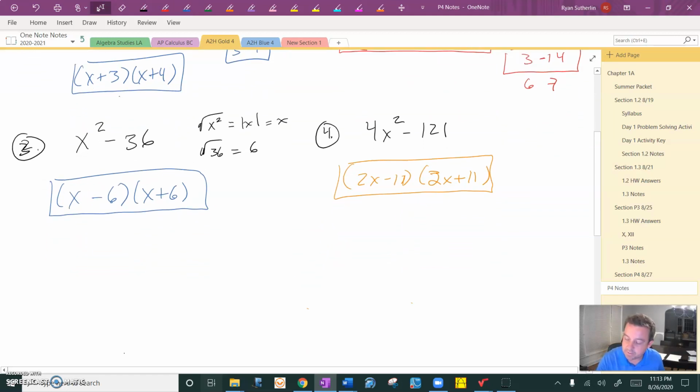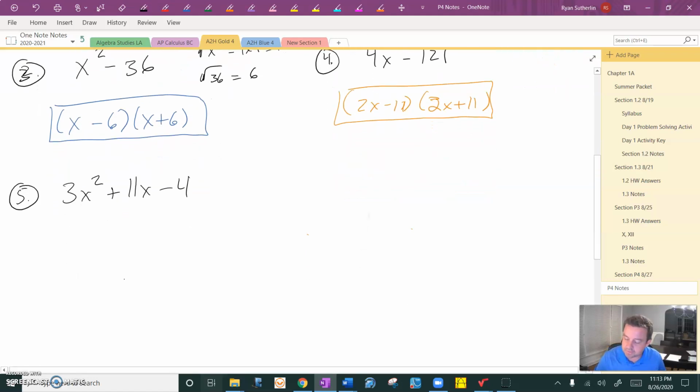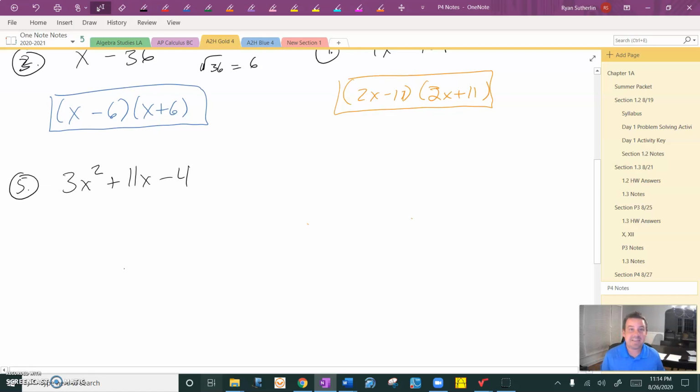Now let's look at where it gets a little challenging, not necessarily difficult: when the A value is not equal to 1. So factoring 3x squared plus 11x minus 4. One method to doing this is just guessing and checking, kind of playing around with the numbers. You can't really just do the factors of 4 because now there's a value up front.